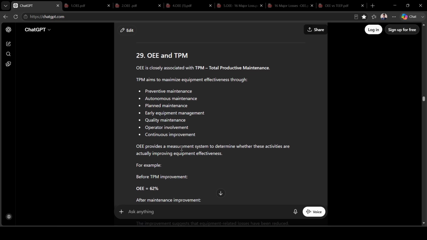OE and TPM. OE is closely associated with TPM, which is total productive maintenance. TPM aims to maximize equipment effectiveness through preventive maintenance, autonomous maintenance, planned maintenance. There are many types of maintenance in TPM. The first is preventive maintenance, second is autonomous maintenance, third is planned maintenance, fourth is early equipment management, and fifth is quality maintenance, with operator involvement and continuous improvement.